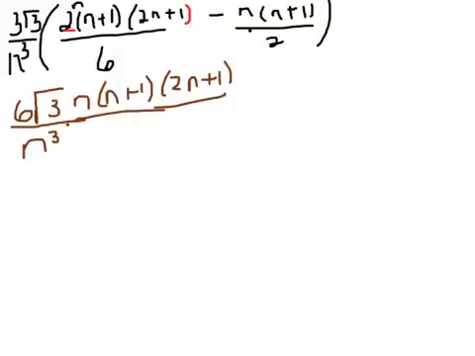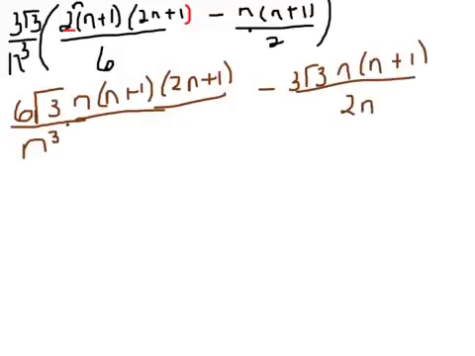And I'll come back and distribute that in a minute. I'll simplify that. Now on the second term, I would have 3 square root of 3 on top, and then I would have the n times the n plus 1. And then on the bottom, I would have 2n cubed. Hopefully I'm not making too many mistakes here.